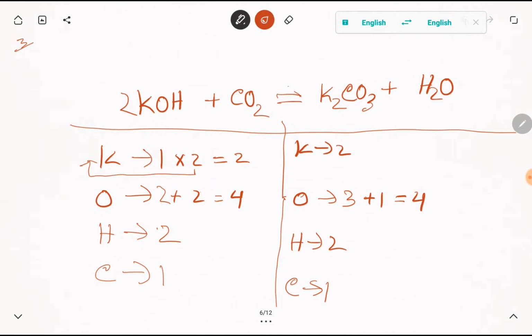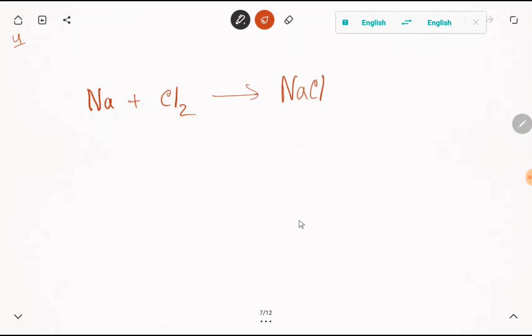That is okay. So let us consider another example. How to balance this simple reaction?